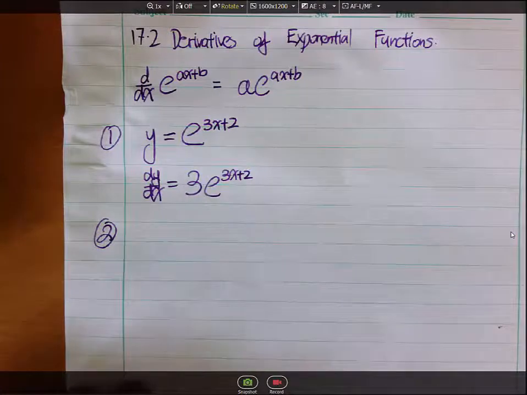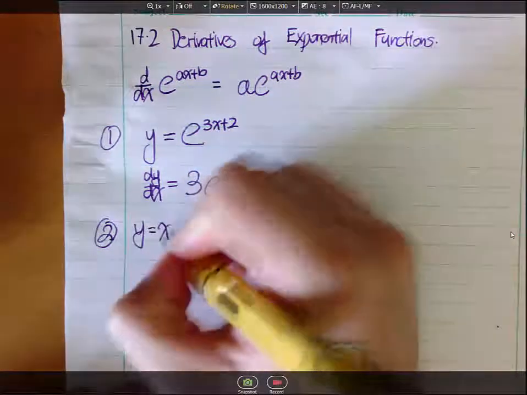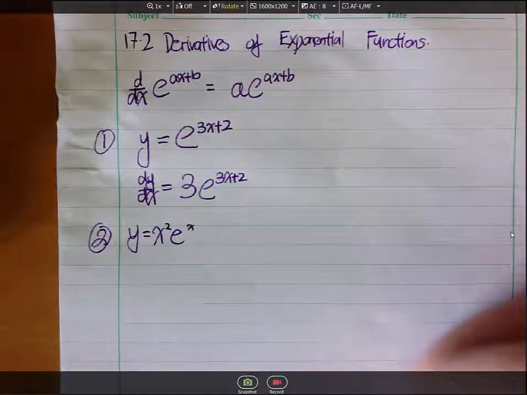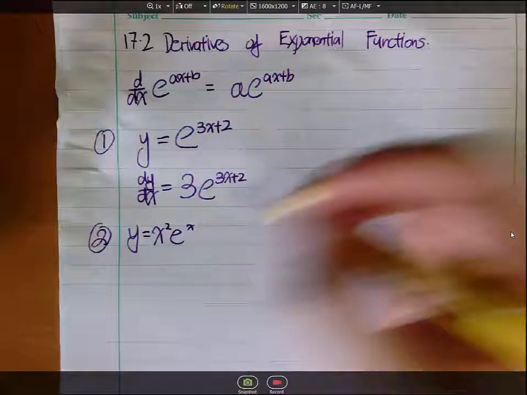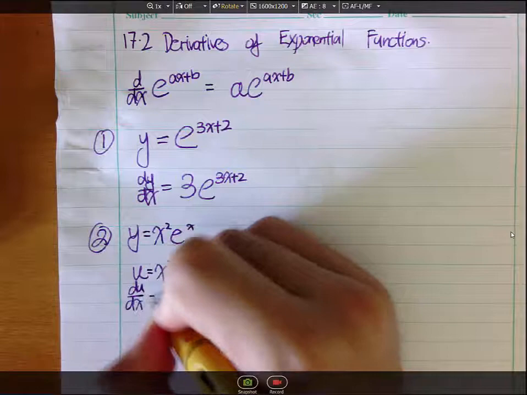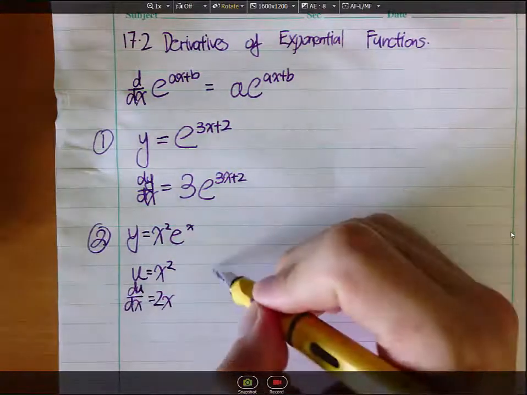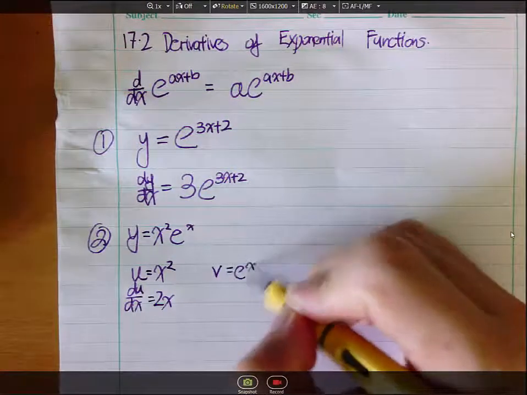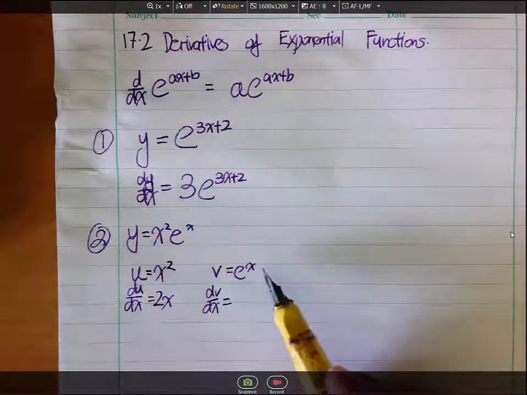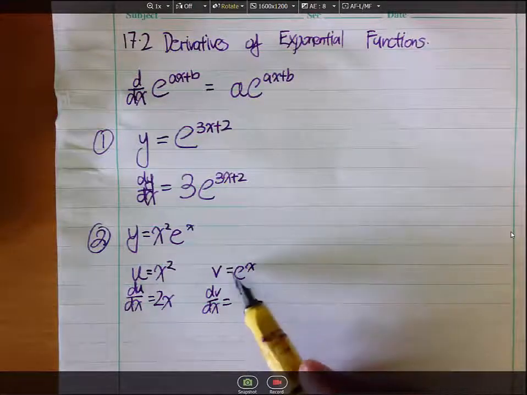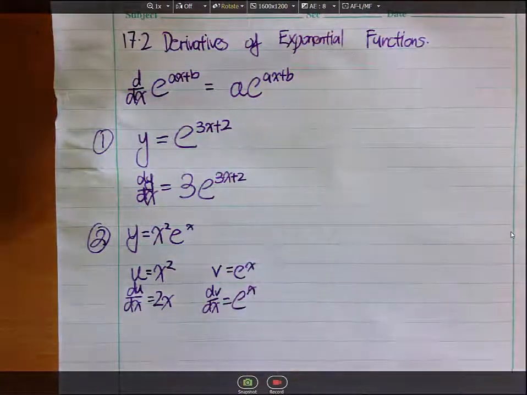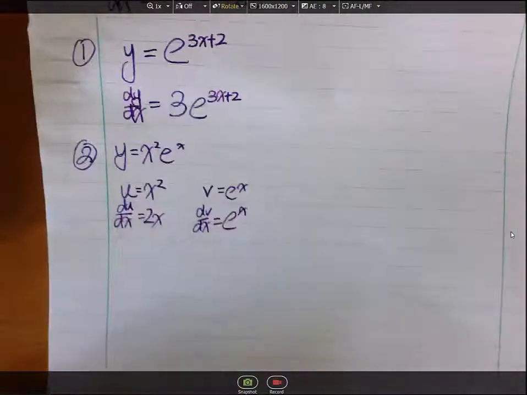Example 2 will be x squared e to the power of x. Again, if you notice, what we have here is actually a product rule. So u is equal to x squared. Differentiating u with respect to x gives me 2x. v is equal to e to the power of x. Differentiating v with respect to x, notice when you differentiate x, what you get is 1. So you bring down the 1. 1 times e to the power of x is still e to the power of x.